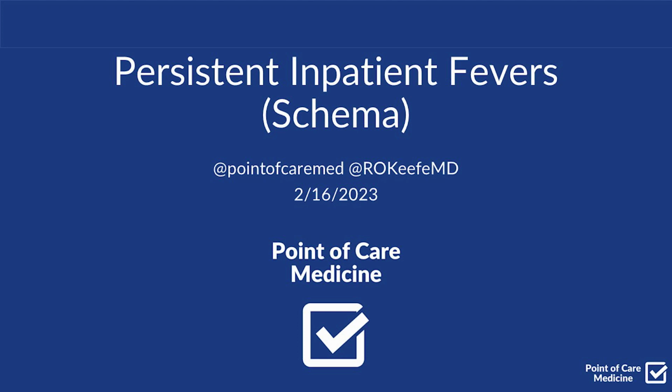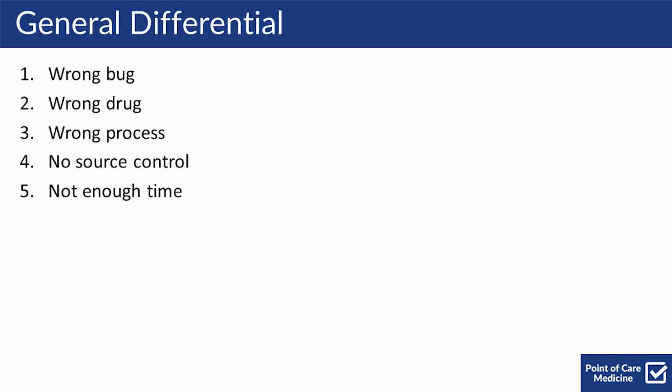Today's topic is persistent inpatient fevers. The general differential diagnosis for persistent fevers in the hospital despite antibiotics include wrong bug, wrong drug, wrong process, no source control, and not enough time. Let's take them one at a time.